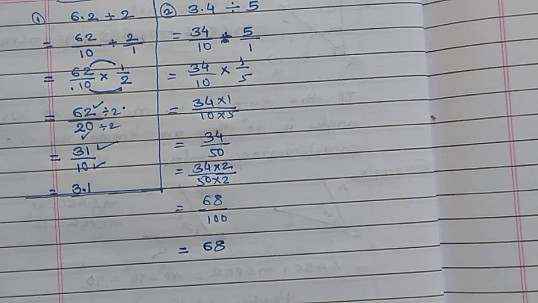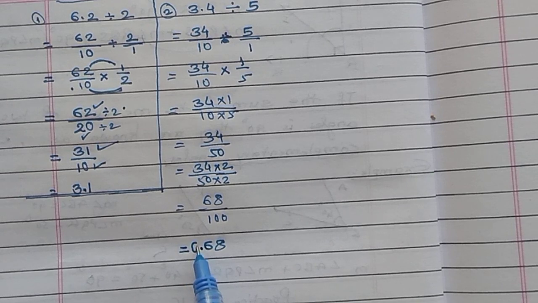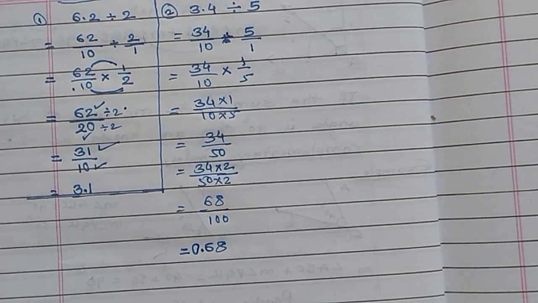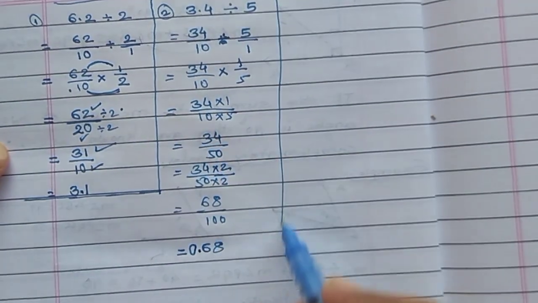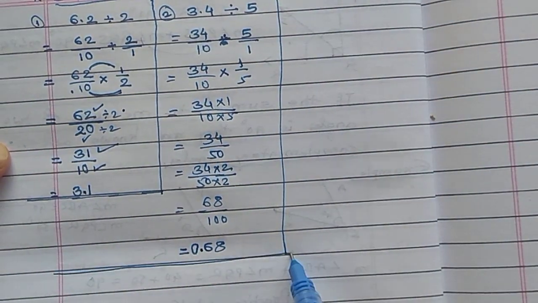So 68 is written as it is. How many zeros? 2 zeros. So before 2 numbers give the decimal point. And here nothing is there, so here 0. So our answer is 0.68. Now we go to the third example.